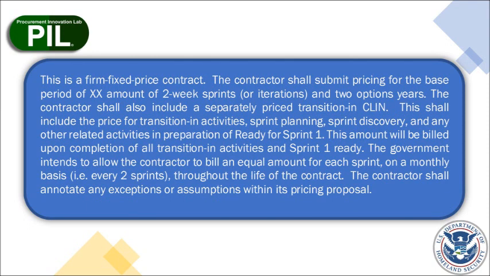The government intends to allow the contractor to bill an equal amount for each sprint on a monthly basis, i.e. every 2 sprints, throughout the life of the contract. The contractor shall annotate any exceptions or assumptions within its pricing proposal. Some really good, valuable language to add.